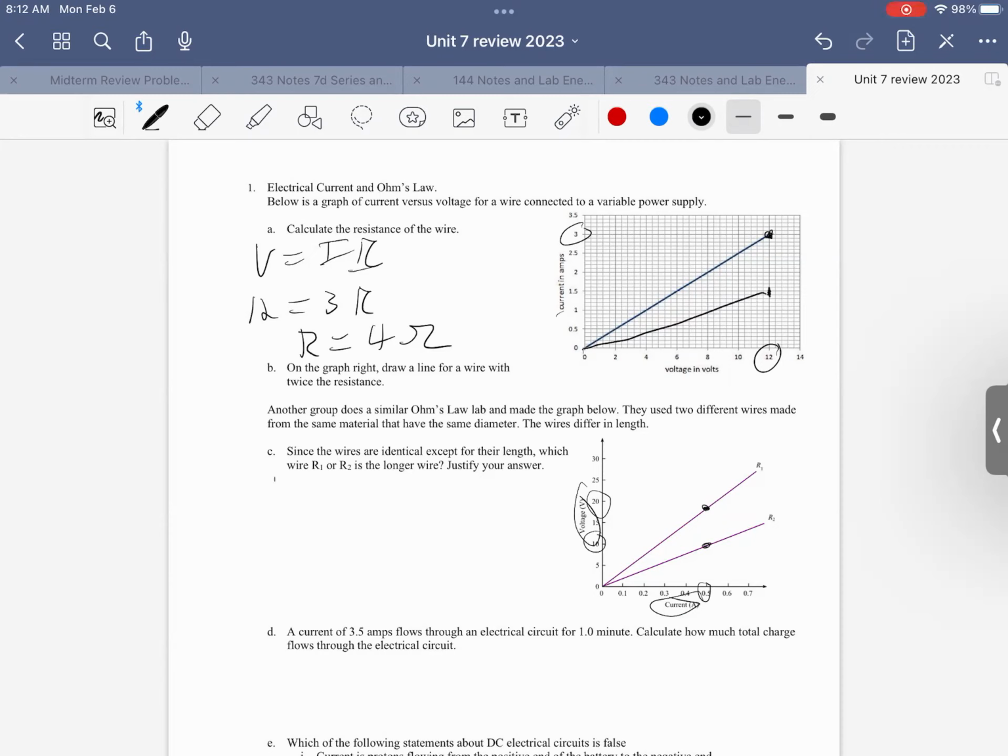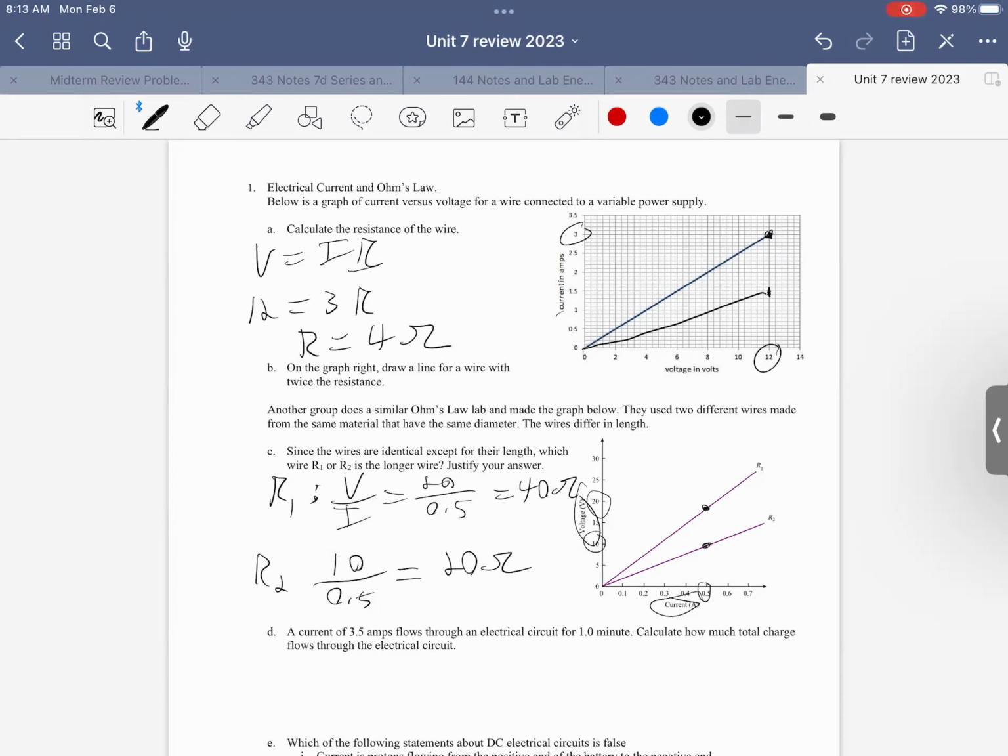So we can find the two resistances here. R1 is just going to be voltage over current, which is going to be 20 divided by 0.5, which is 40 ohms of resistance. And then, okay, maybe that's 0.6. I don't know exactly where that is. But the next one looks like it's about 10 volts for 0.5, which is equal to 20 ohms of resistance. So that's R2.